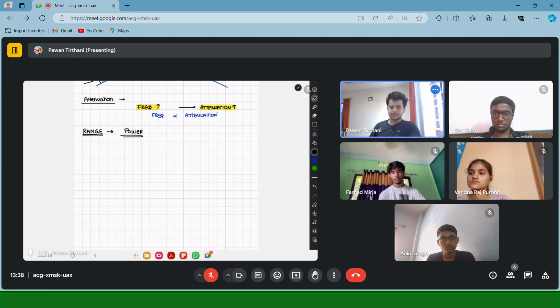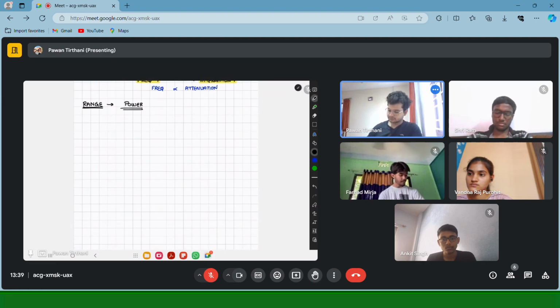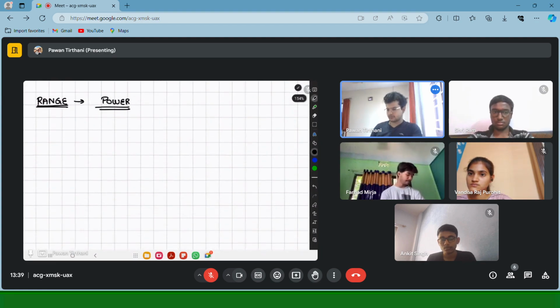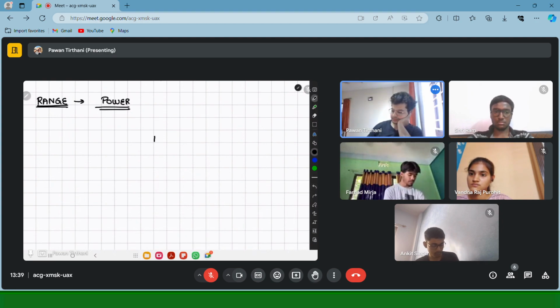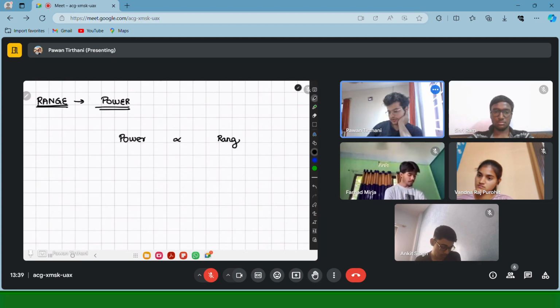Okay, so it is also dependent upon power. Please make a note that power is directly proportional to range squared.